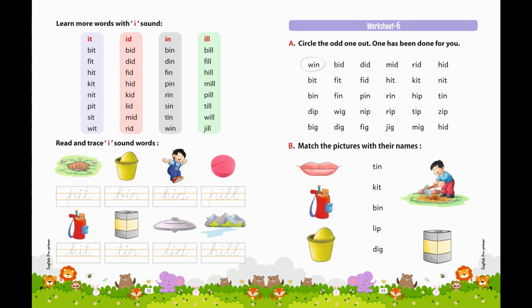Hello, children. Today we are going to learn more words with the short I sound. Let's read these words together, group by group. Repeat after me. IT words: bit, fit, hit, kit, knit, pit, sit, wit.